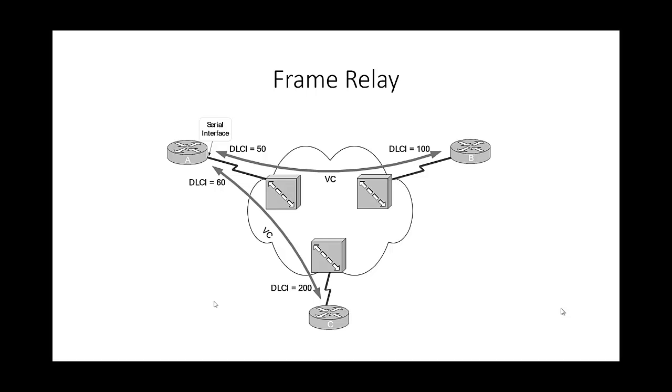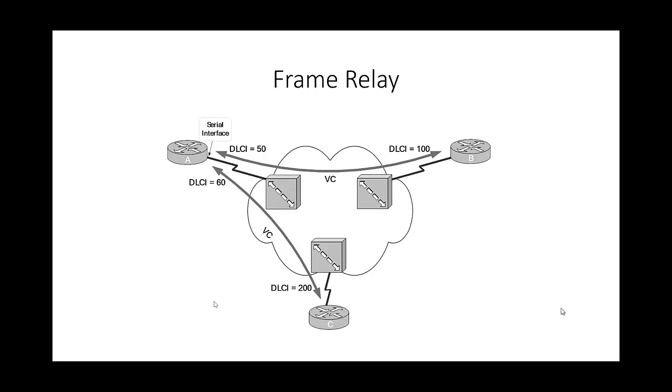When router A sends frames to its local frame relay switch, it needs to select which virtual circuit should be used. Each virtual circuit at router A is identified by a DLCI, or a Data Link Connection Identifier, which is a number supplied by the frame relay provider. You should note that router B may have a different DLCI for its virtual circuit at A.